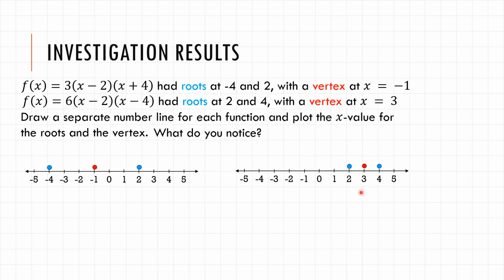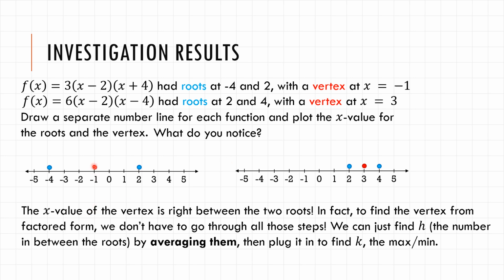Well, hopefully that idea of symmetry primed your mind for getting the right things noticed. If you notice, the x value of the vertex is always exactly in between the two roots. In fact, if we wanted to find the vertex from factored form, we didn't actually have to complete the square. We can just find the h value just by looking at what number is right between the roots. And the way you would do that is average the two roots, so add them together and divide by 2.